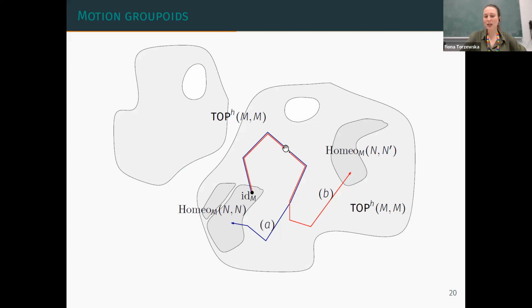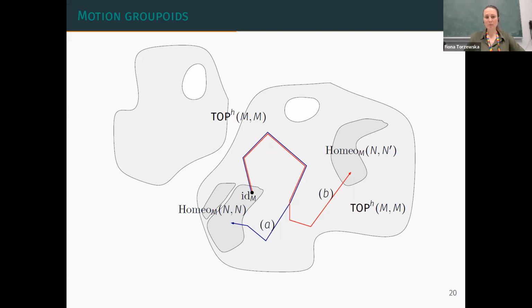So this light gray space is the space of homeomorphisms from M to itself. These flows are these paths in this space. So for example, this red path that starts at the identity is being considered as a motion from N to N prime, which means that its endpoint must be a homeomorphism. So this darker shaded area means homeomorphisms from N to N prime. Then this blue path is a flow which starts at the identity and ends in this space of homeomorphisms from N to N, so it becomes a motion from N to N.